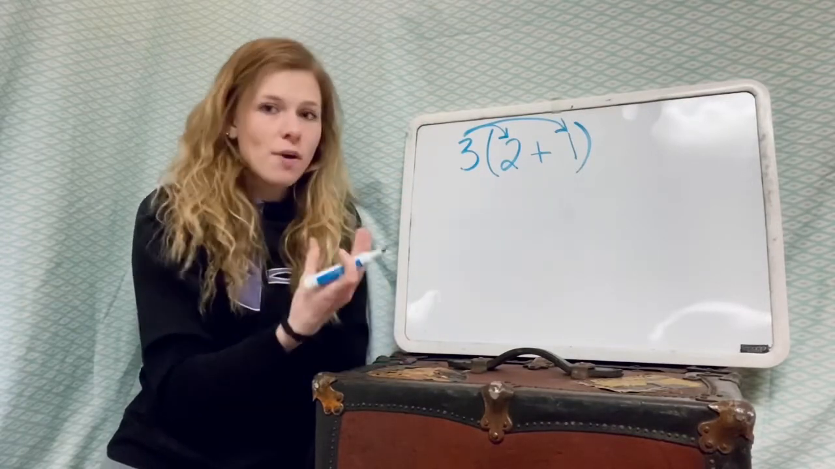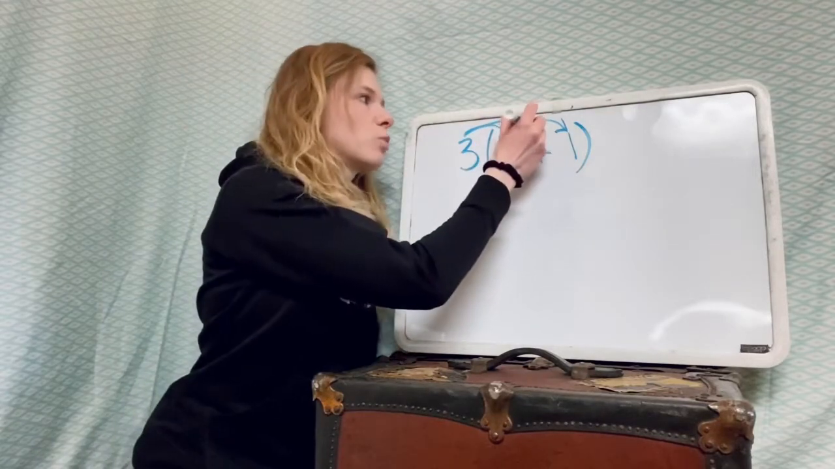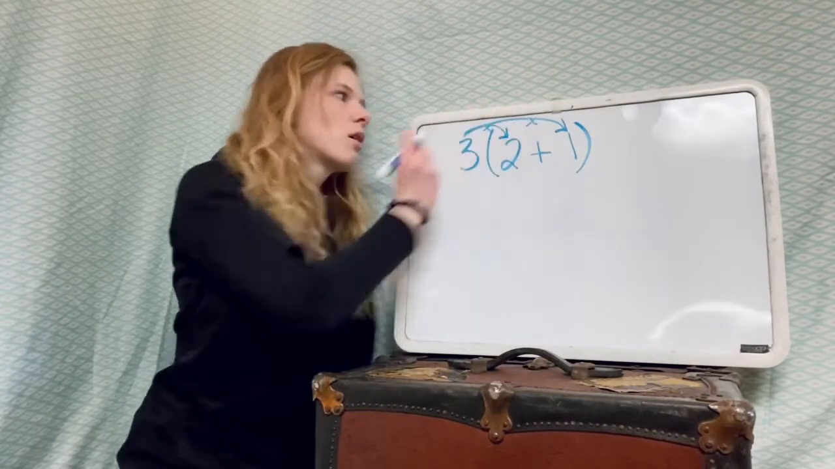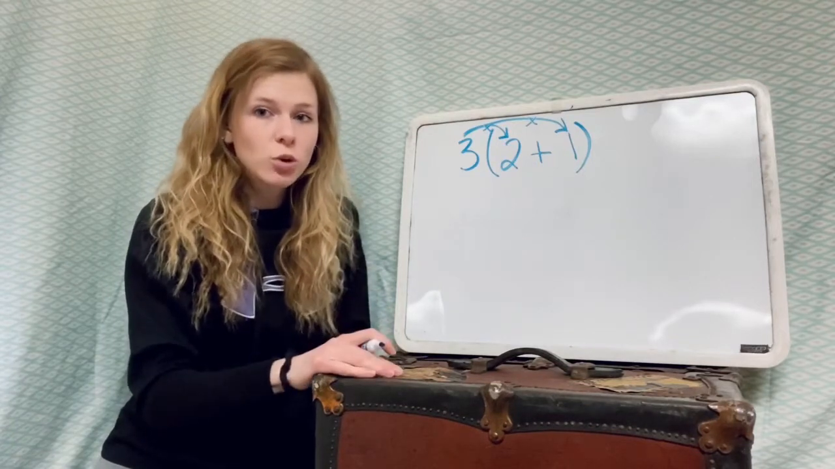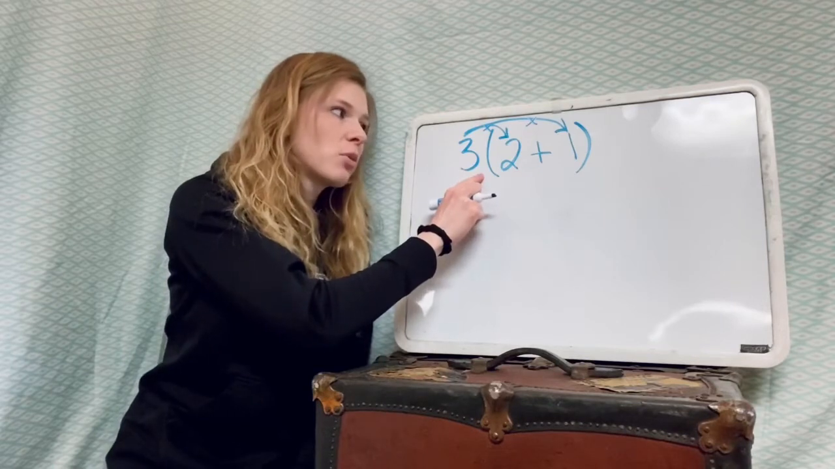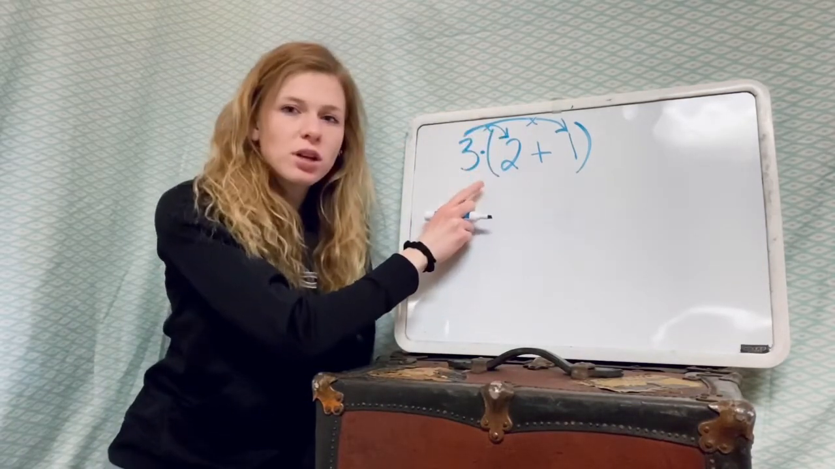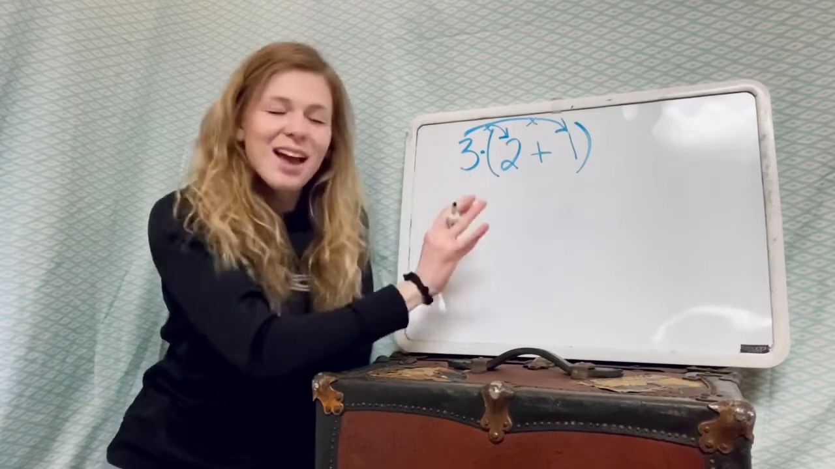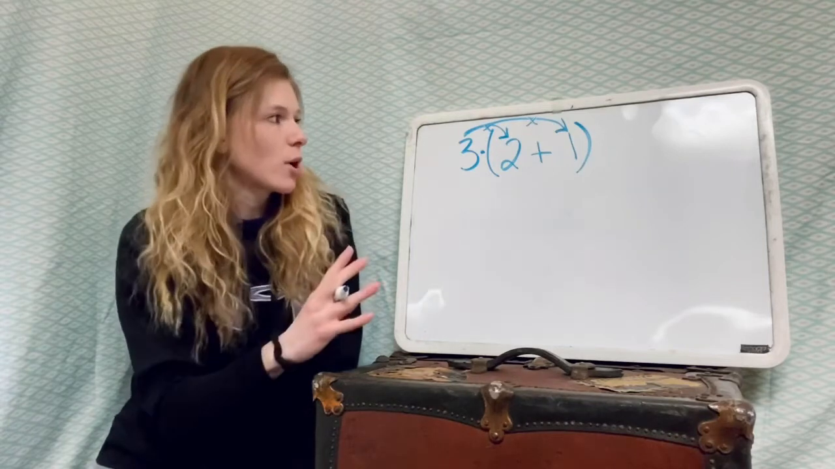Now, on my arches, what I really like to do, and I advise you to do, is put an X on each one. This is to remind you that when we distribute, we use multiplication, because remember I said this 3 is being multiplied right here. There's a multiplication happening between the 3 and everything that's in the parentheses.